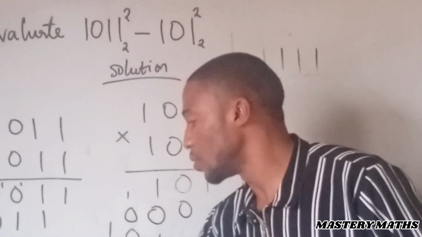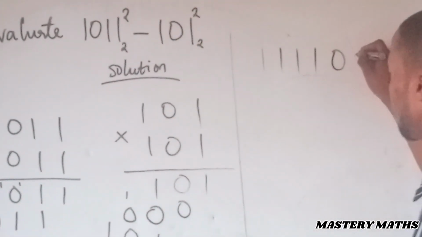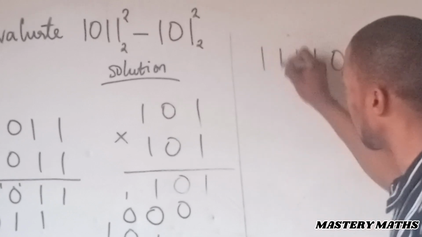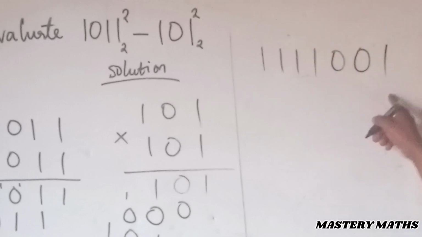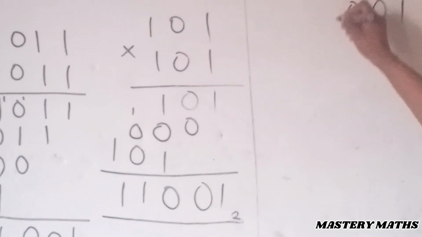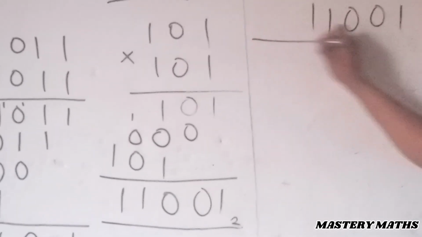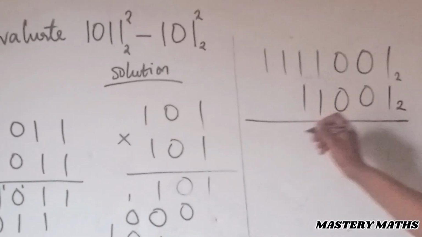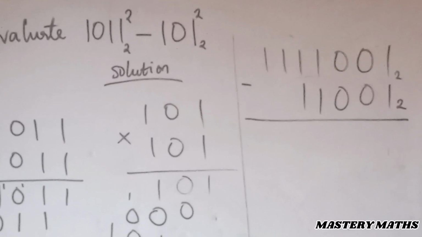1 is 4. 1, 2, 3, 4. You have your 0, 0, 1. You have your 1, 1, 1, 1. Then the next one is this. You start from behind, which is the 1, 0, 0, 1, 1. Check it out. Base 2. Remember, you're subtracting.